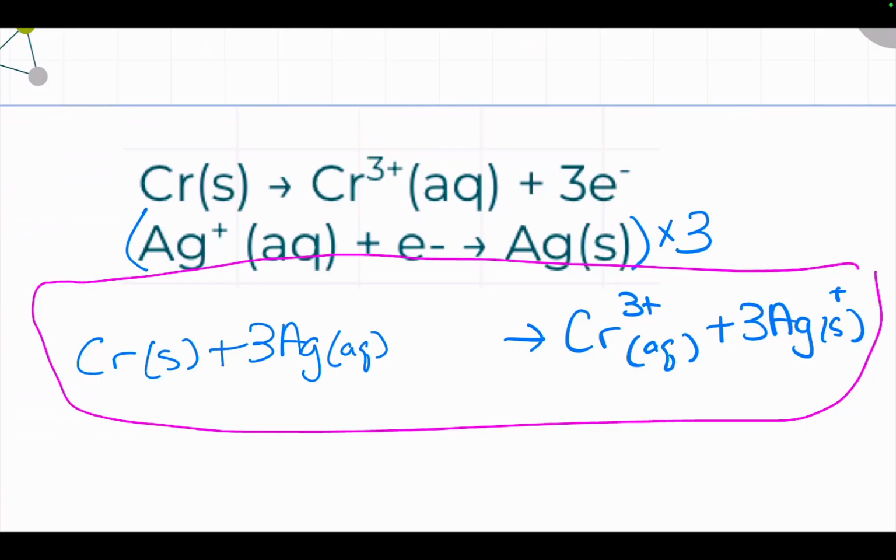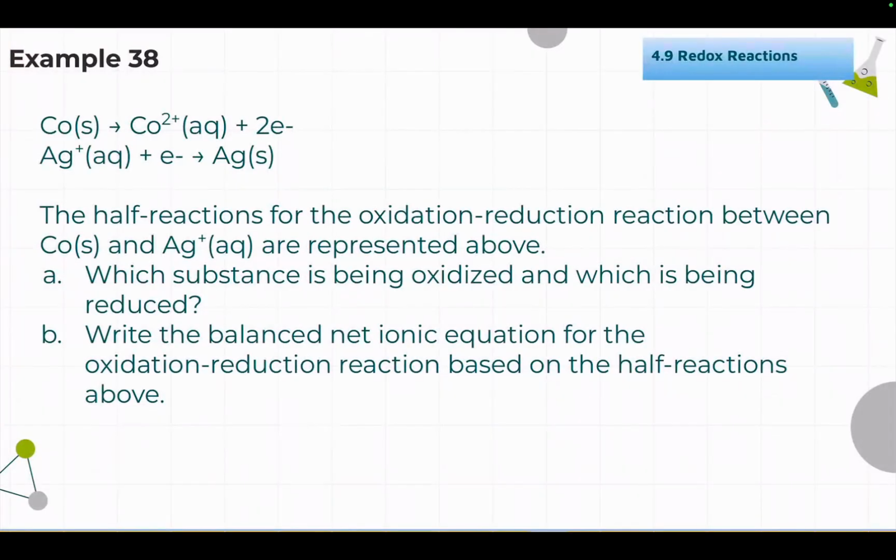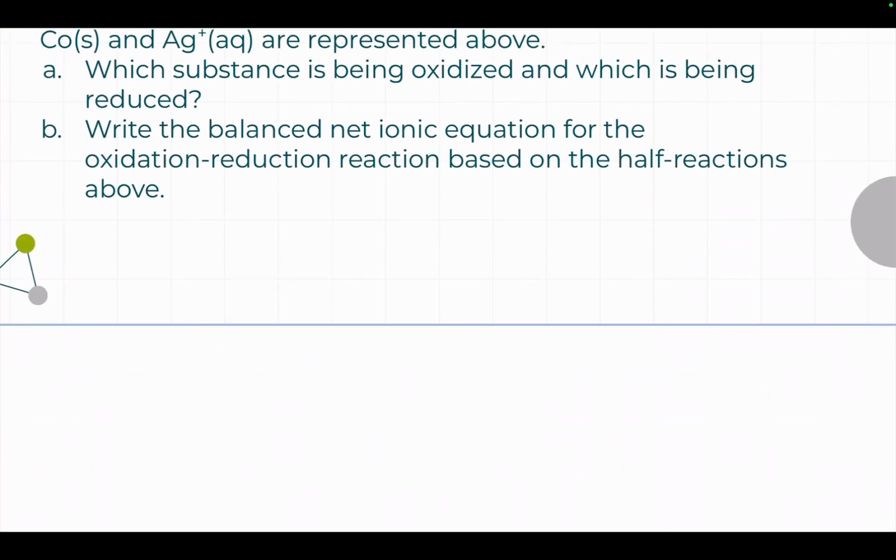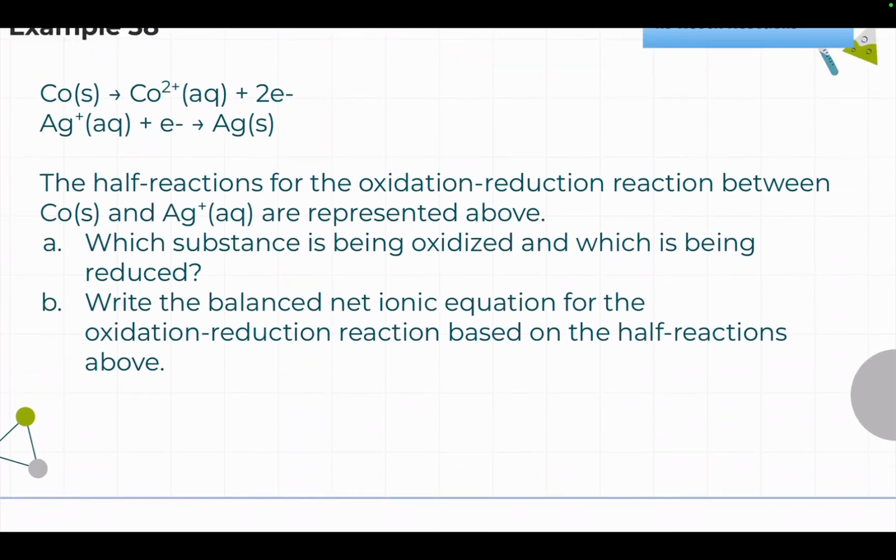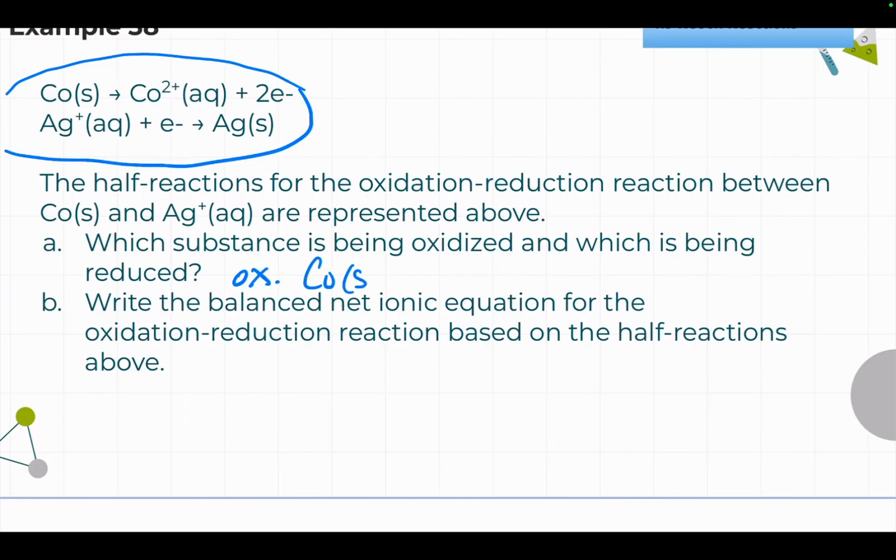So we've got some similar problems to that. I would recommend trying these before pausing the video, but I will work them out and show you my thinking process. Up here we have the reactions. What is oxidized is going to be the cobalt metal, and what is reduced is the silver ion.